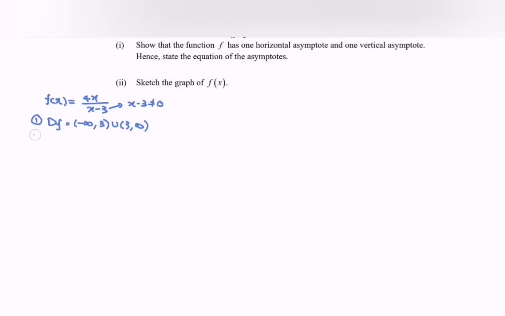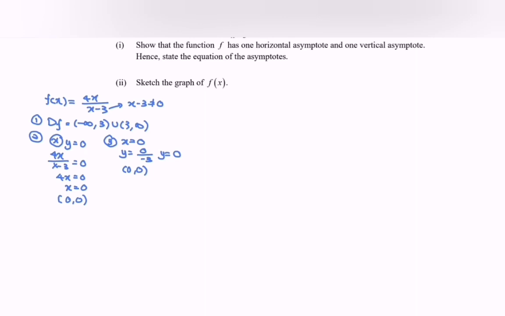Second step, find the intercept. In order to find the x-intercept, y is equal to 0. So here we have 4x over x minus 3 equals 0. So 4x equals 0, x is equal to 0. So the coordinate will be (0, 0). Find the y-intercept when x is equal to 0. So y is equal to 0 over negative 3. So the value of y equals 0. So we have the coordinate (0, 0).